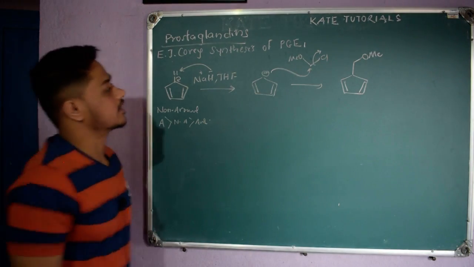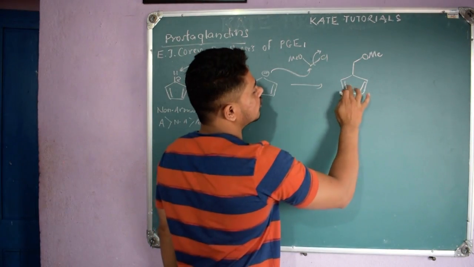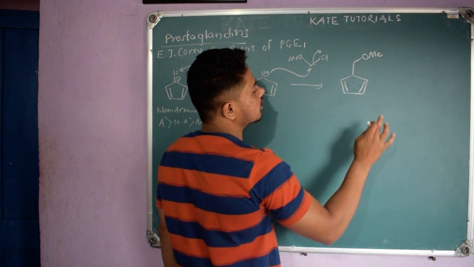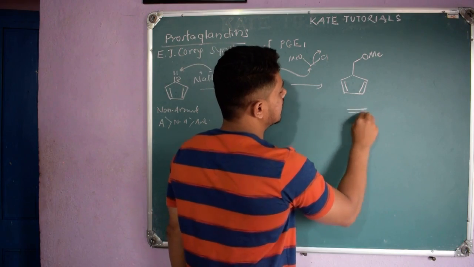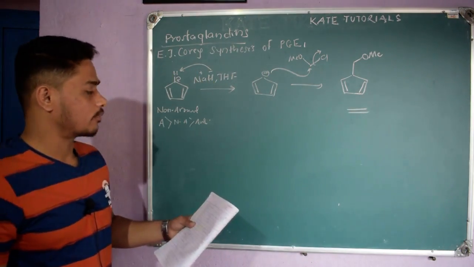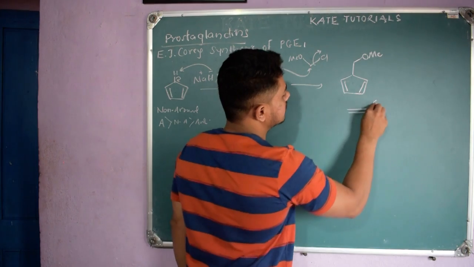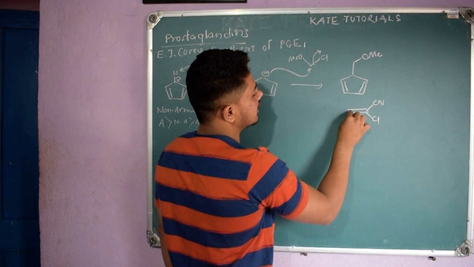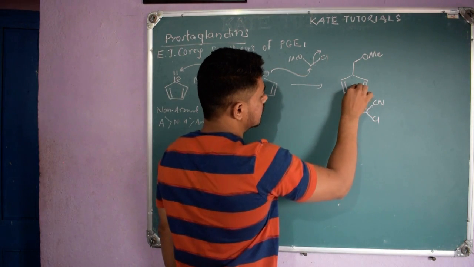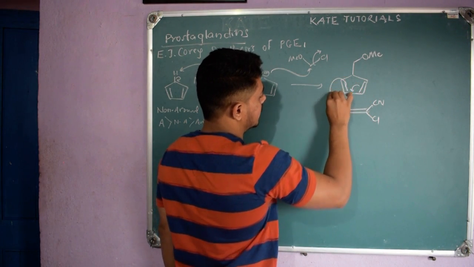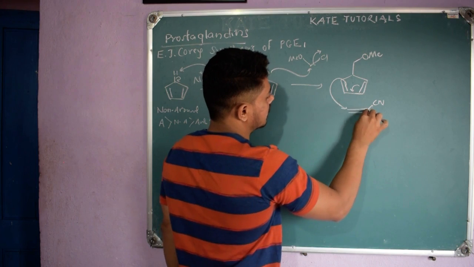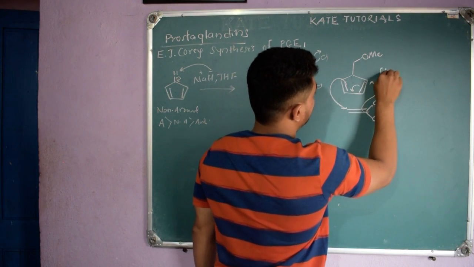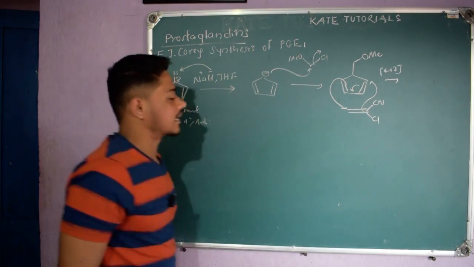So the next step he did: here there are 2 and 4 pi electrons in conjugation, double bond, single bond, double bond. To this he added an alkene, C double bond C, having CN on one side and Cl on the other. So here we can see a 4 plus 2 cycloaddition reaction. The conjugation is like this. From here it will attack this carbon, and through this carbon it will attack this. So it is nothing but a 4 plus 2 cycloaddition reaction.